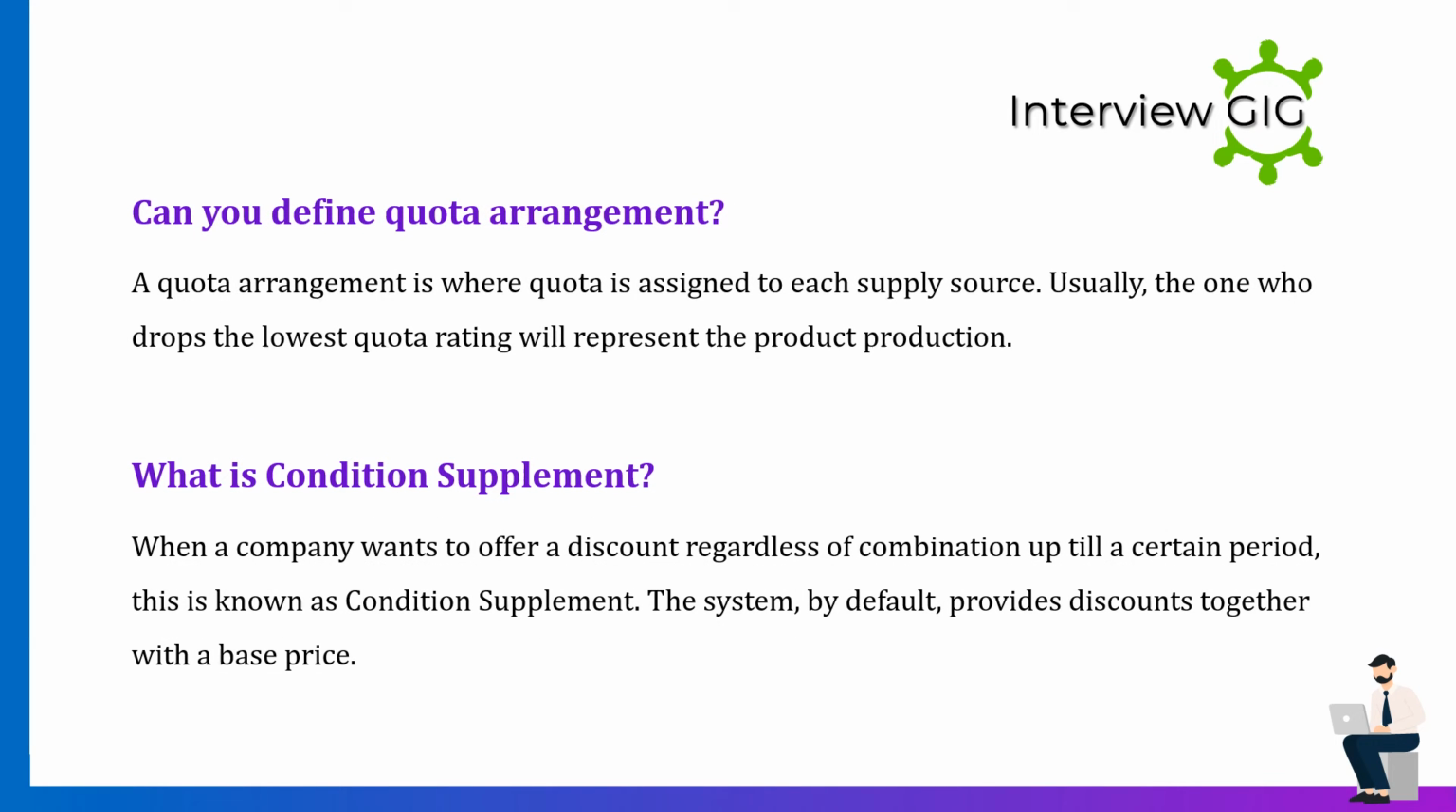Can you define quota arrangement? A quota arrangement is where a quota is assigned to each supply source. Usually, the one with the lowest quota rating will represent the product production. What is condition supplement? When a company wants to offer a discount regardless of combination up to a certain period, this is known as condition supplement. The system, by default, provides discounts together with a base price.